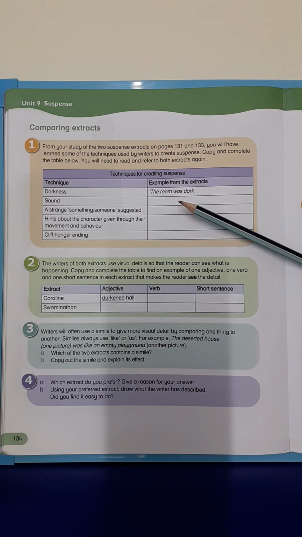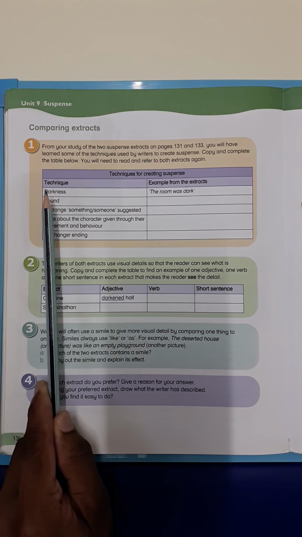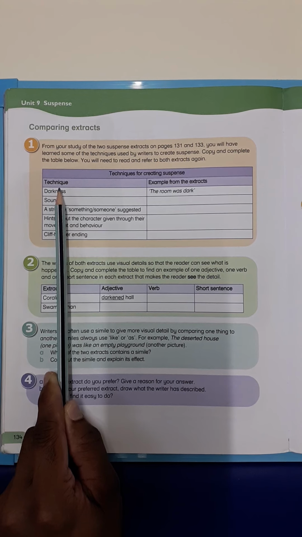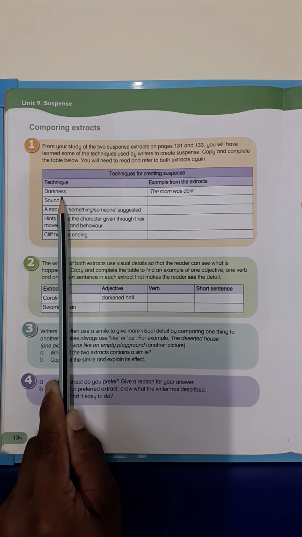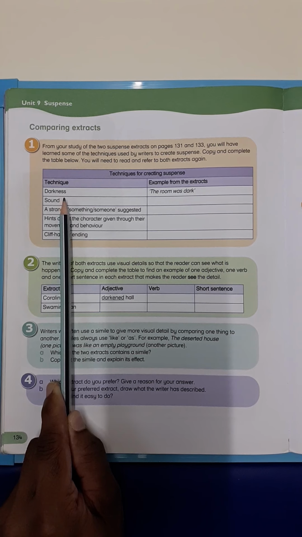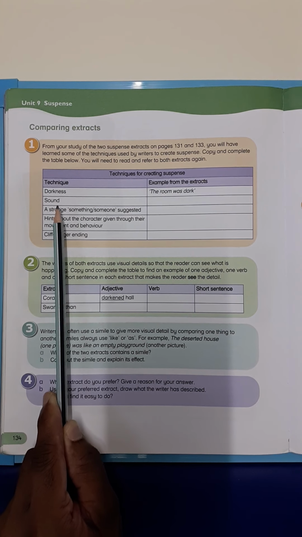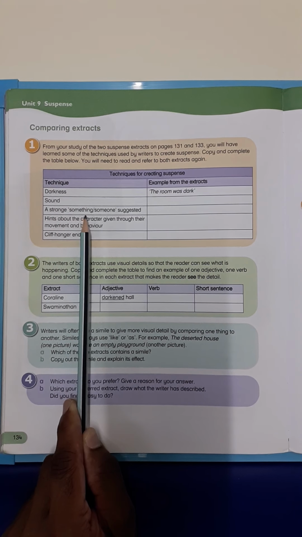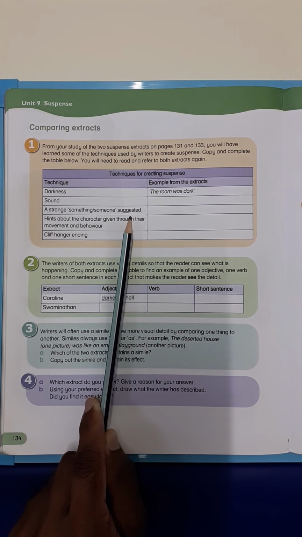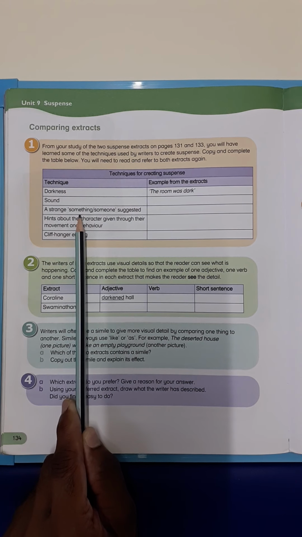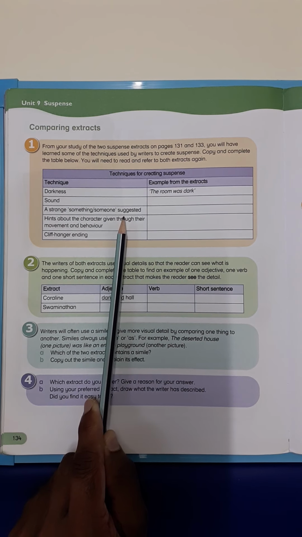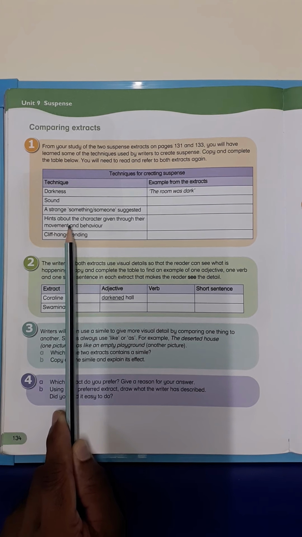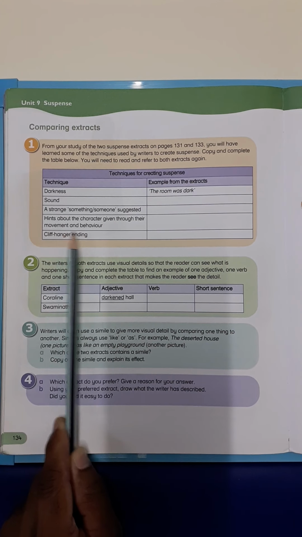Now, in both extracts, the following techniques have been used to create suspense. In both texts, you have the concept of darkness to create fear. Then the writer has used sound. A strange something or someone is suggested. Strange people and strange things have been suggested in both texts. And the writer has also given clues and hints about the character through their movement and behavior.